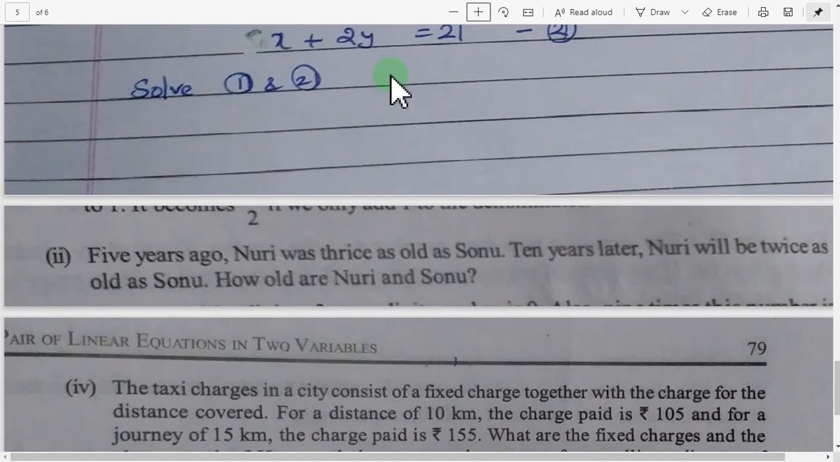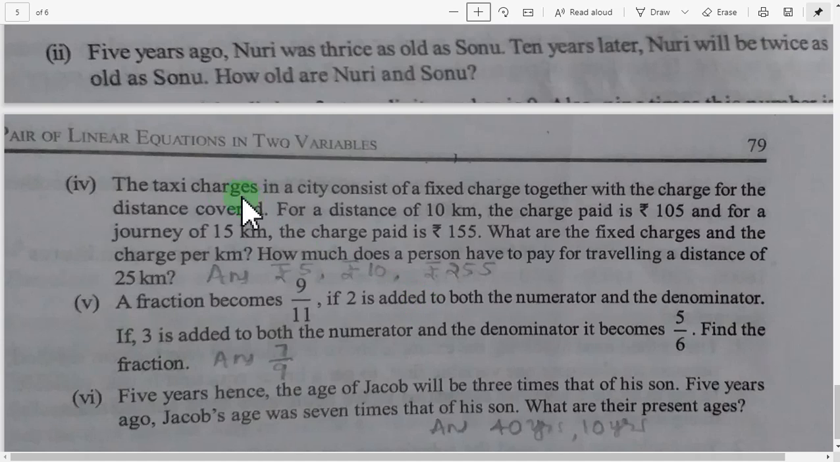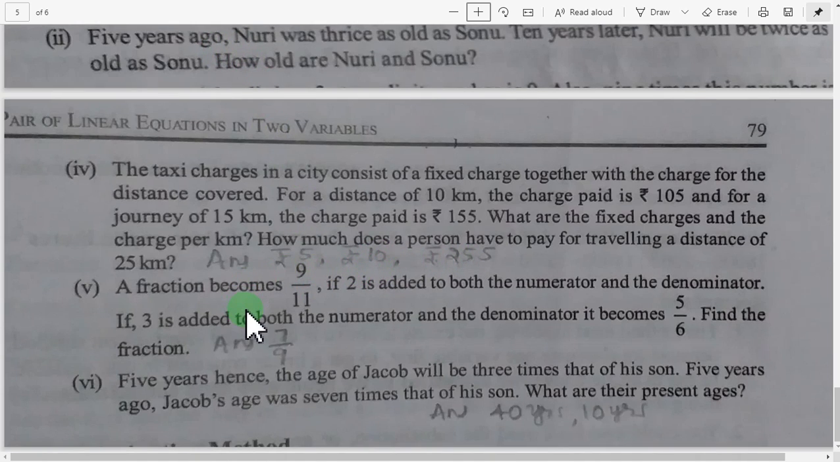So after completing these sums, for your homework, it is exercise 3.4, second question, 2 into second question, and the answers for these questions I have written here. The taxi charges in a city consist of, as with the library question, here I have written the answer, and this also you do. Fractions, last class I have explained, and the age sum also I have written the answer here.